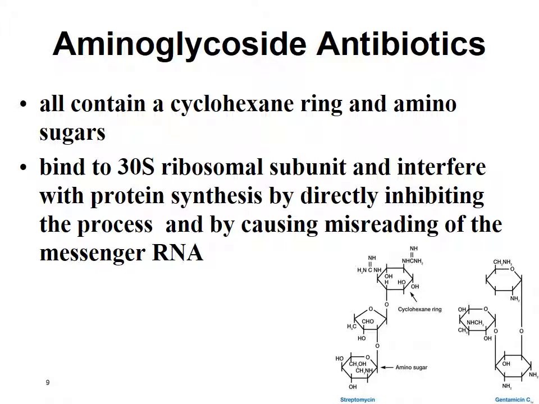Aminoglycosides work by binding to the 30S ribosomal subunit and interfere with protein synthesis by directly inhibiting the synthesis process and also by causing misreading of the messenger RNA. These antibiotics are bactericidal and tend to be most effective against gram-negative pathogens. However, aminoglycosides can be quite toxic, causing deafness, renal damage, loss of balance, nausea, and allergic responses.